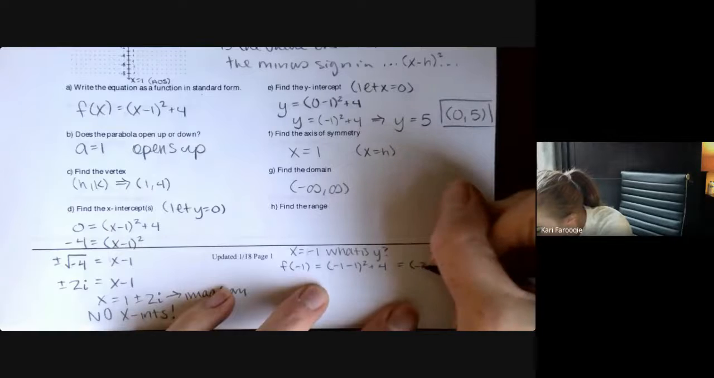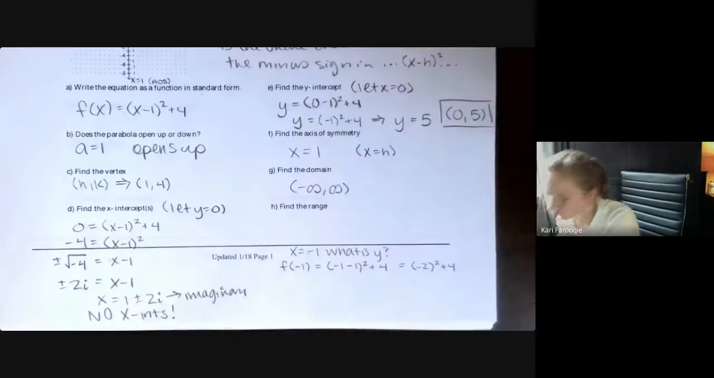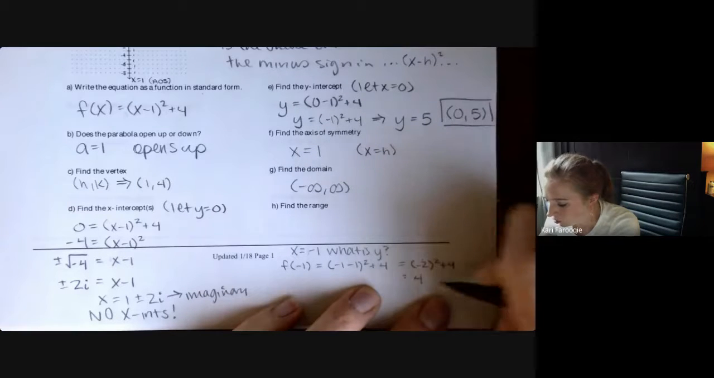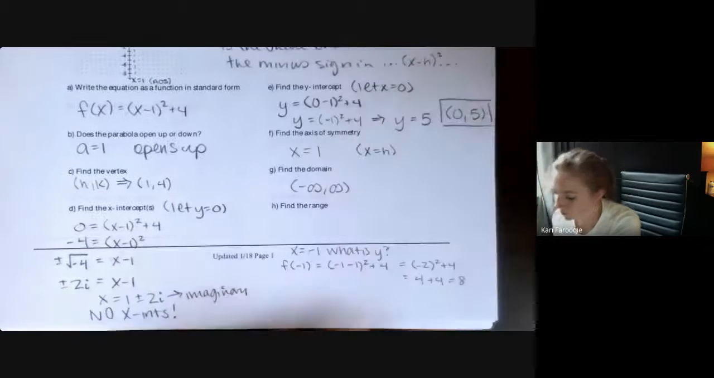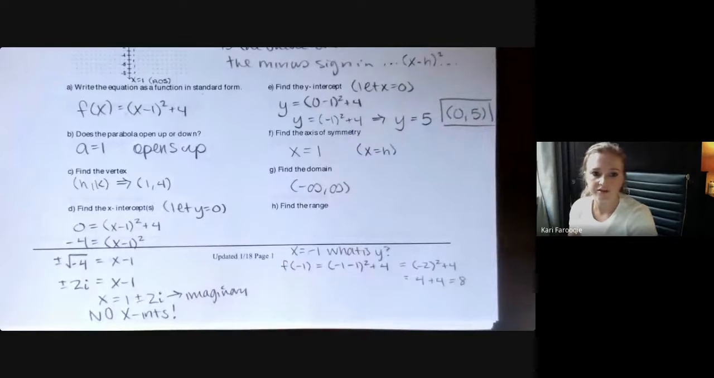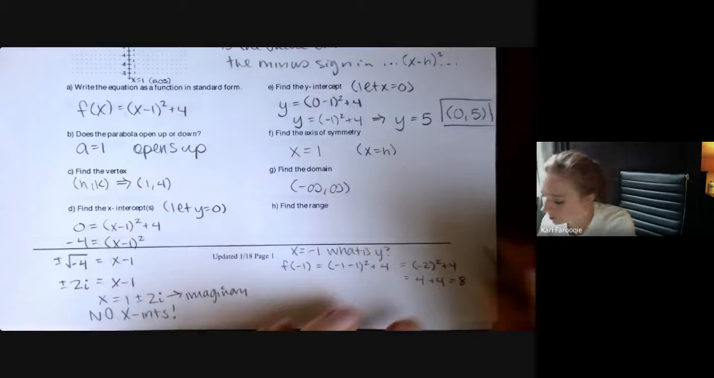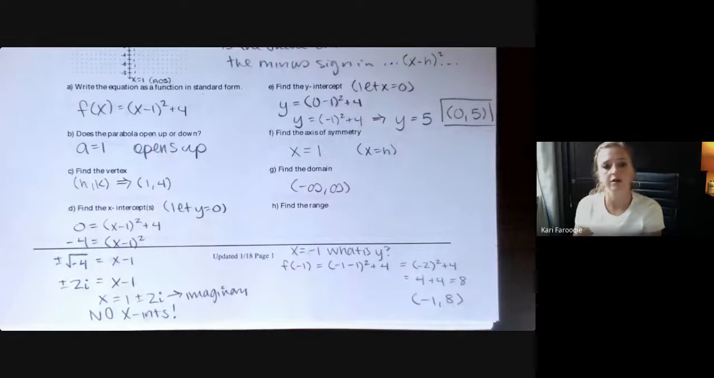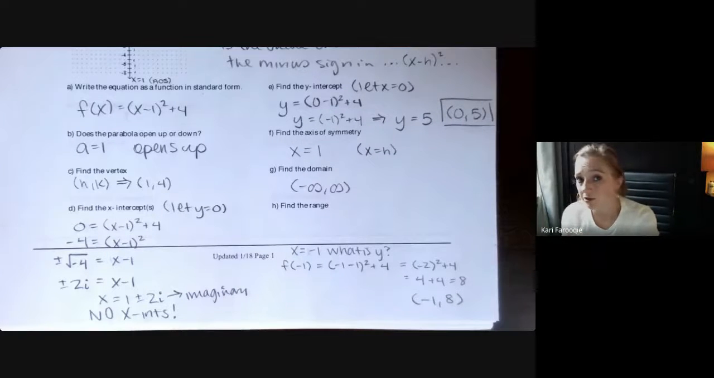So -2 squared plus 4. -2 times -2 is +4, plus 4 is 8. So that means that I should have a point on my graph at -1, 8. Now, you'll graph it and you'll know something is wrong if it does not look like a parabola.